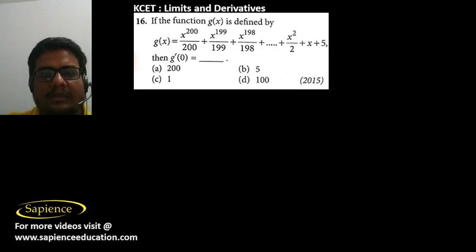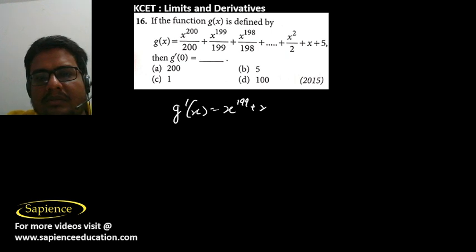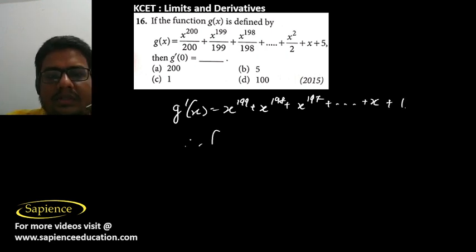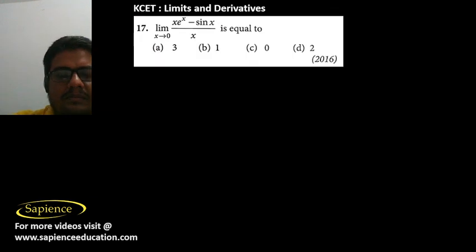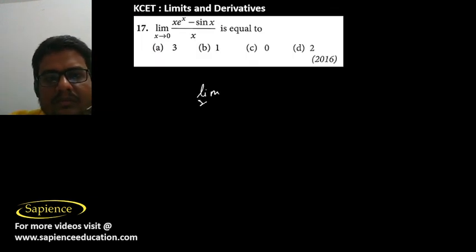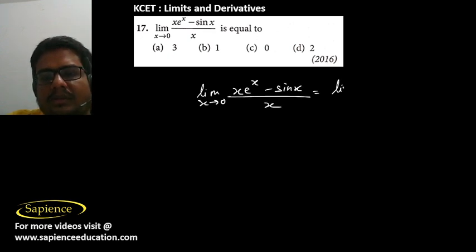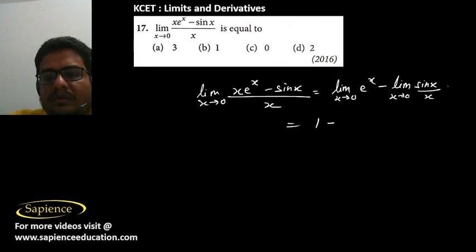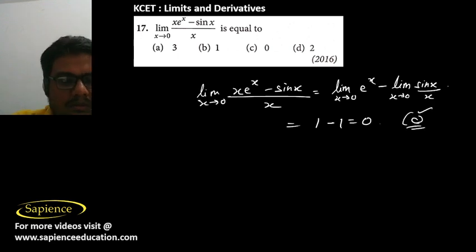Then if the function is defined by this, then g dash 0 is how much? So g dash x is x power 199 plus x power 198 plus x power 197 plus x, then 1. So therefore g dash 0 is 1. So option C is the correct answer. Number 17 is told, limit x tends to 0, e power x minus sine x by x. So that is how much? This is limit x tends to 0 e power x minus limit x tends to 0 sine x by x. So e power 0 is 1, 1 minus 1 is equal to 0. So option C is the correct answer.